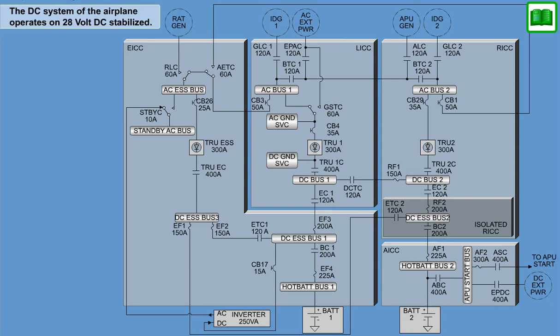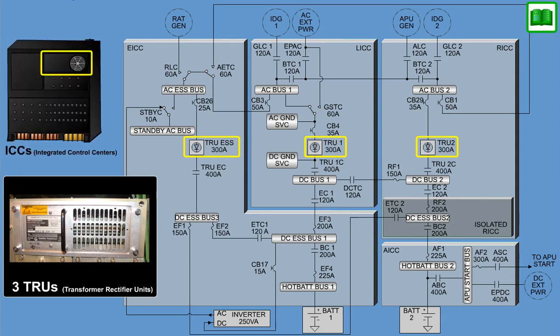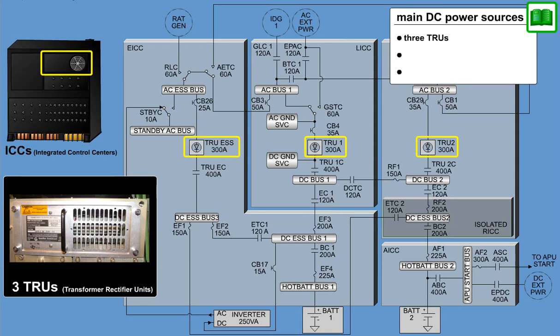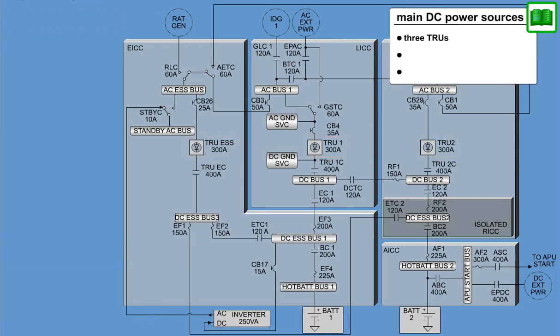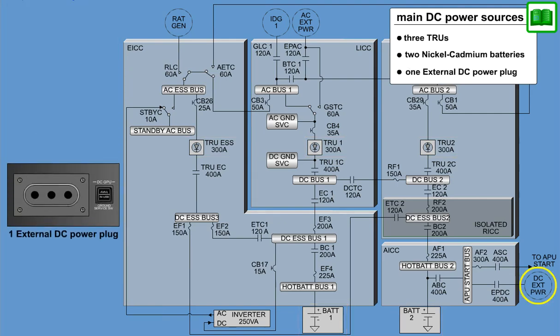The DC system of the airplane operates on 28-volt DC stabilized. There are 3 transformer rectifier units as main DC power sources. The TRUs are located inside the associated integrated control centers. There are also 2 nickel-cadmium batteries and 1 external DC power plug.